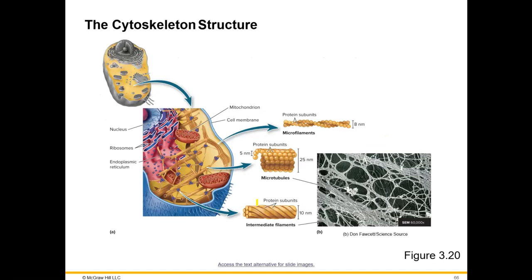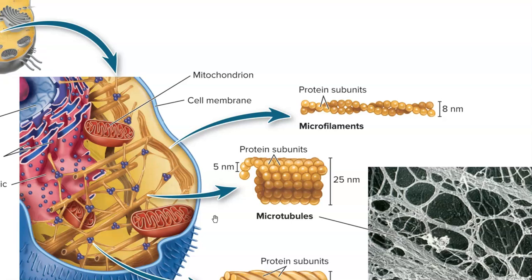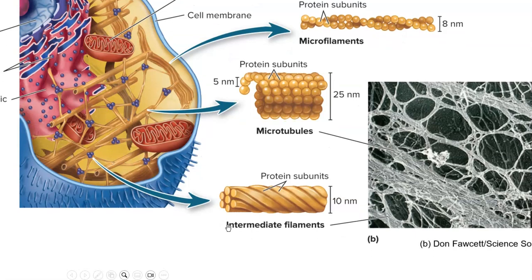And this just shows you a picture so you can see and compare between the different ones. The microfilaments are shown here. You see how small they are as compared to the microtubules, and then the intermediate filaments. So microtubules are the thickest, the microfilaments are the thinnest, and the intermediate filaments are in the middle.